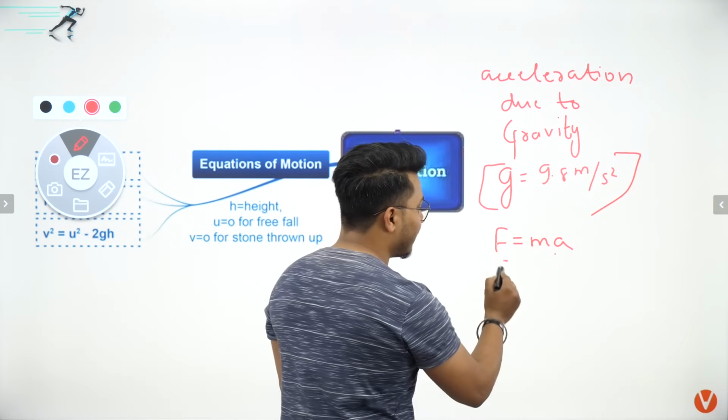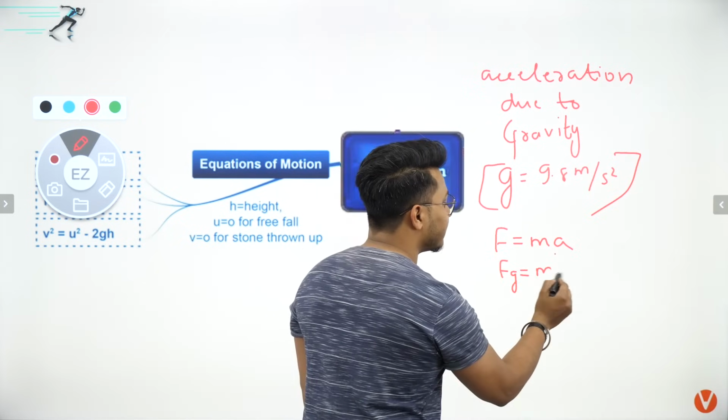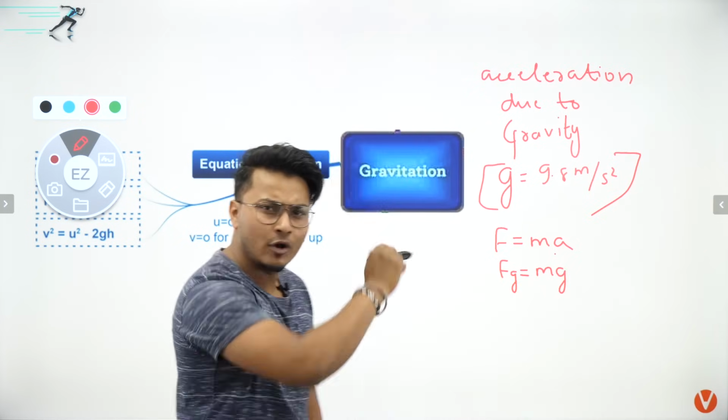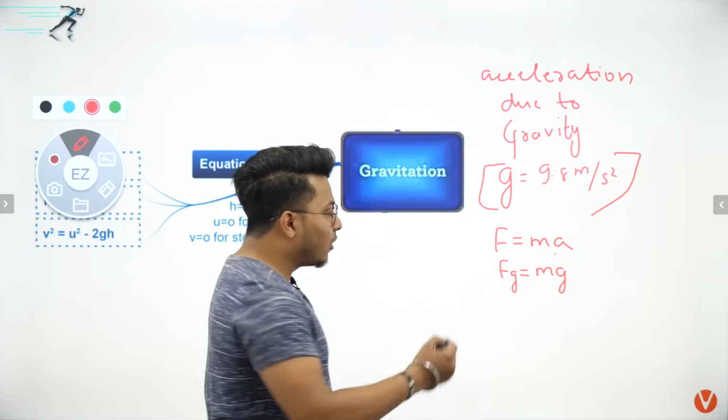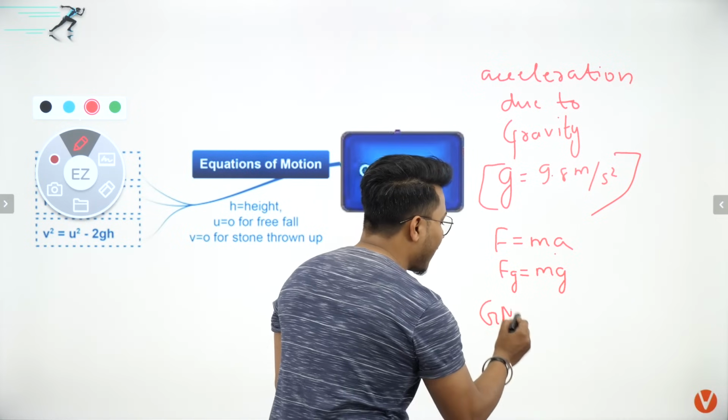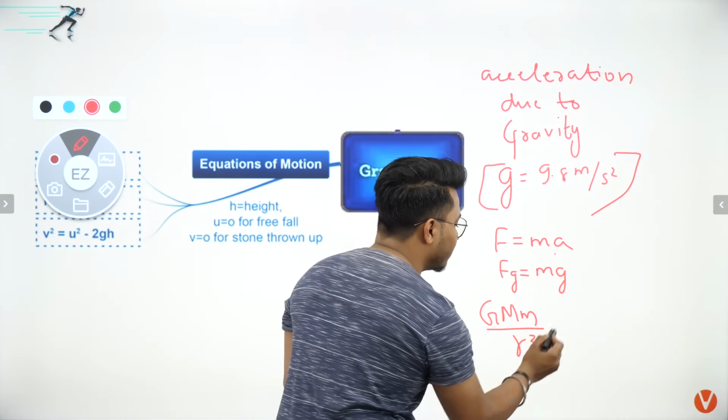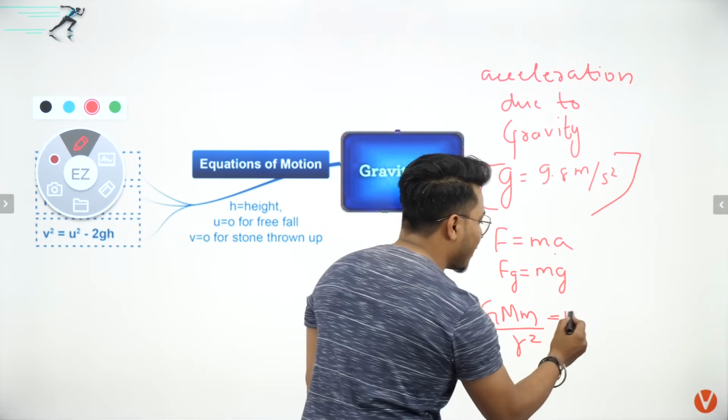Gravitational force. So I write down F g is equal to mass into acceleration due to gravity. Same formula, I just replace it for gravitation. What is the formula of Fg? The formula of Fg is GMm by r square. We just proved that right now. GMm by r square, which is equal to mg.